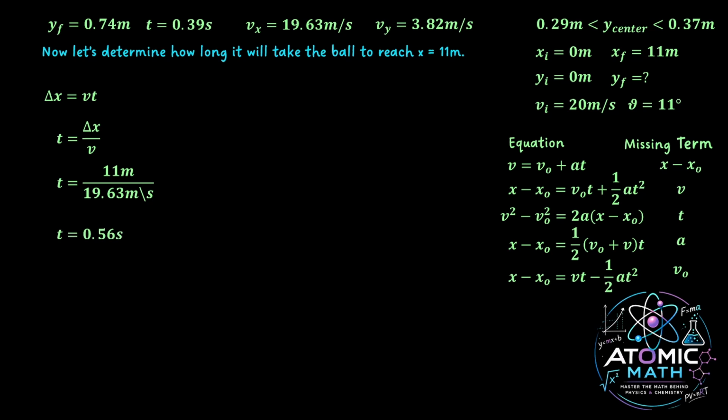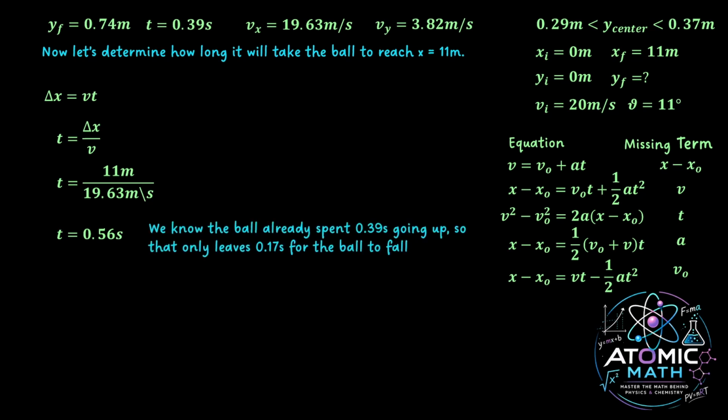That's the time the ball takes to go from the moment it leaves your foot to the moment it reaches the goal. Now, for the y component, we know that it's already used 0.39 seconds going up. So that only leaves 0.17 seconds for the downward portion of the journey. So we need to figure out where that ball is going to be at 0.17 seconds.